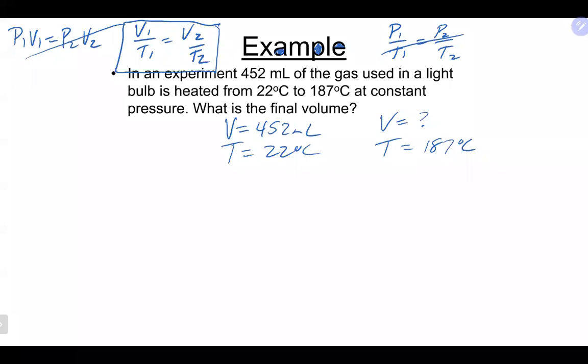Again, in terms of ones and twos, it really doesn't matter which side it ends up on as long as the numbers that go together stay together. So I'm just going to call these one on this side here and call these twos.